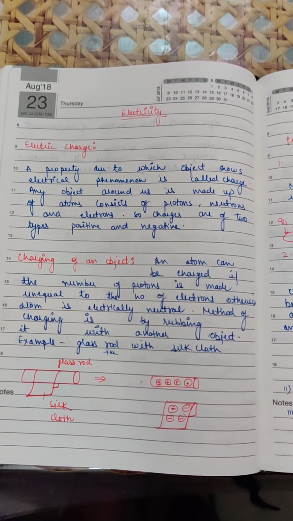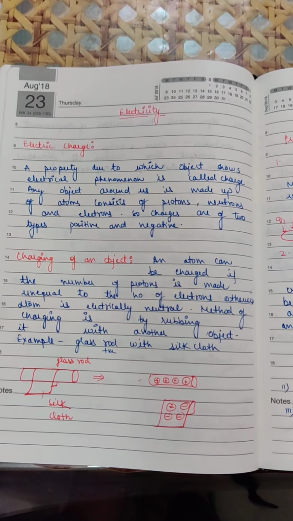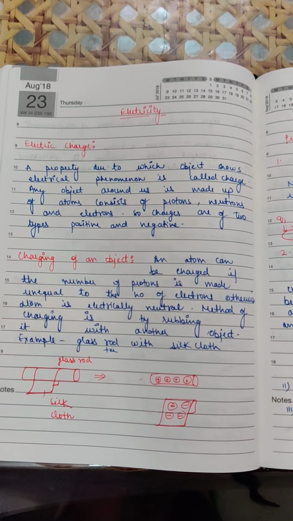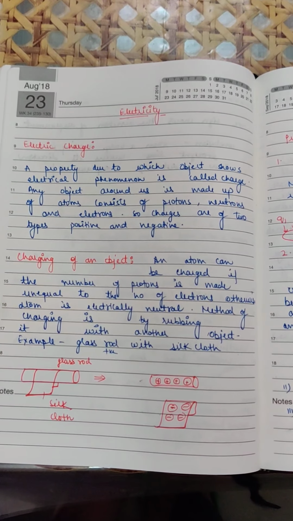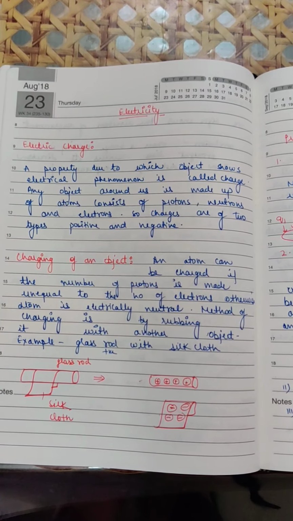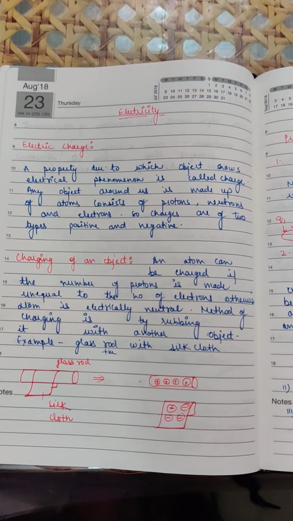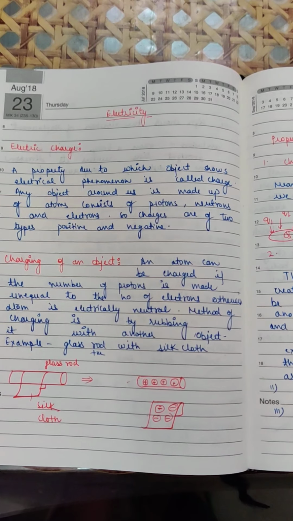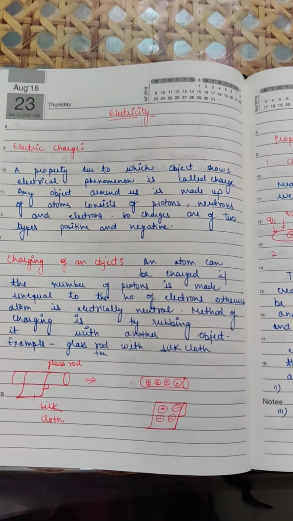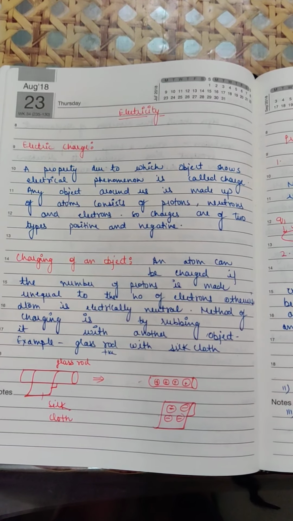All the objects around us are made up of atoms, and these atoms consist of protons, neutrons and electrons. Protons are positively charged particles and the negatively charged particles move around them. So we can say we have two types of charges. The one is positive charge and the other one is negative charge.